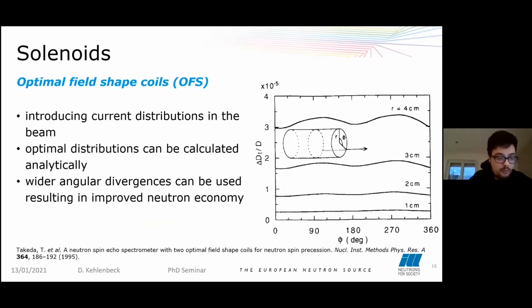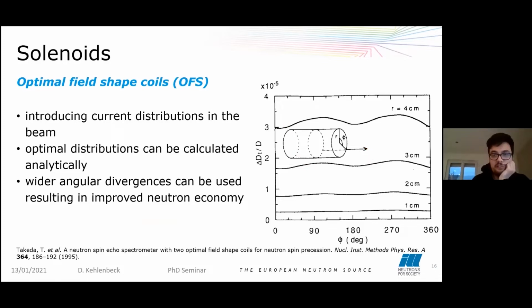Another possibility of correcting these inhomogeneities is optimal field shape coils, also called OFS coils. They introduce current distributions in the beam, and the optimal distributions can be calculated analytically, so that the resolution properties of Larmor precession techniques can be pushed to their intrinsic limits. And also wider angular divergences can be used, resulting in an improved neutron economy.